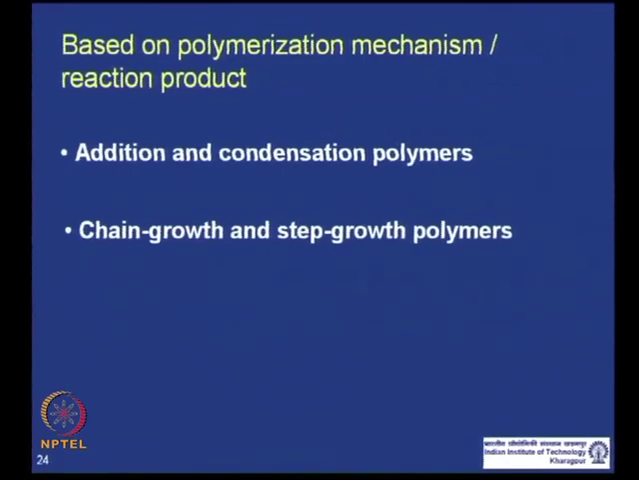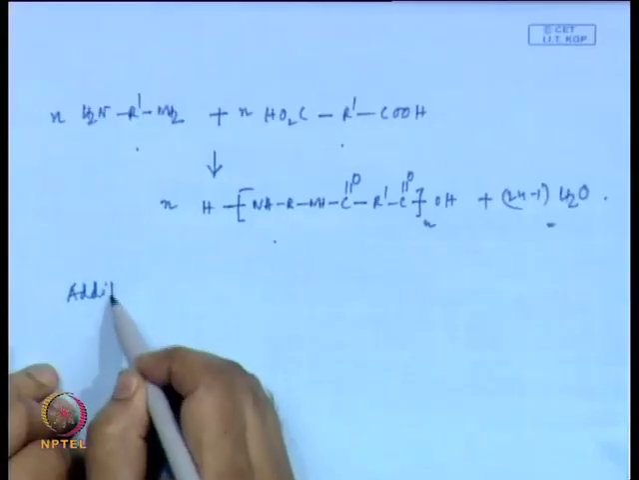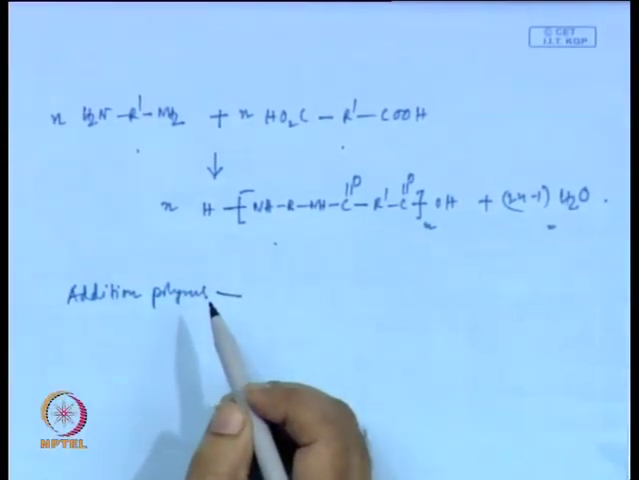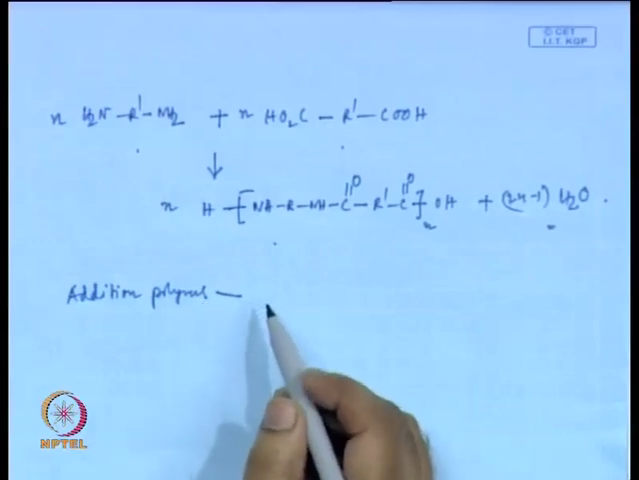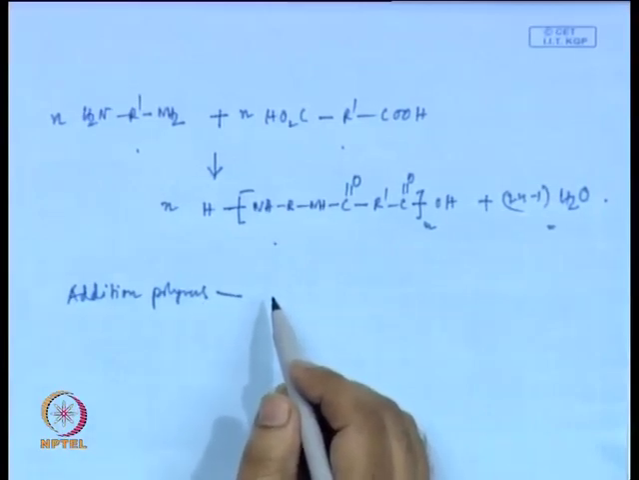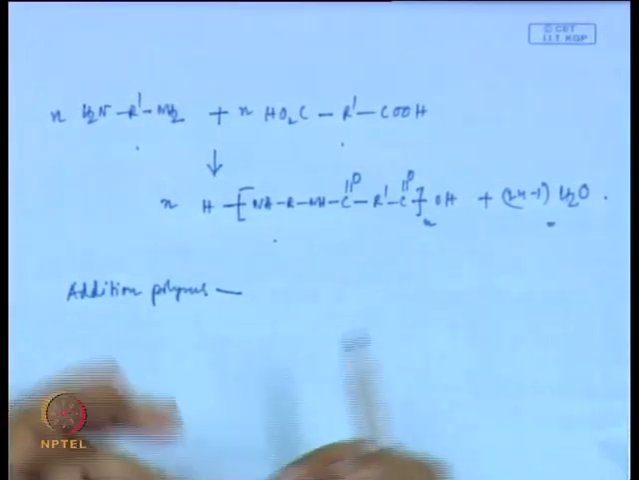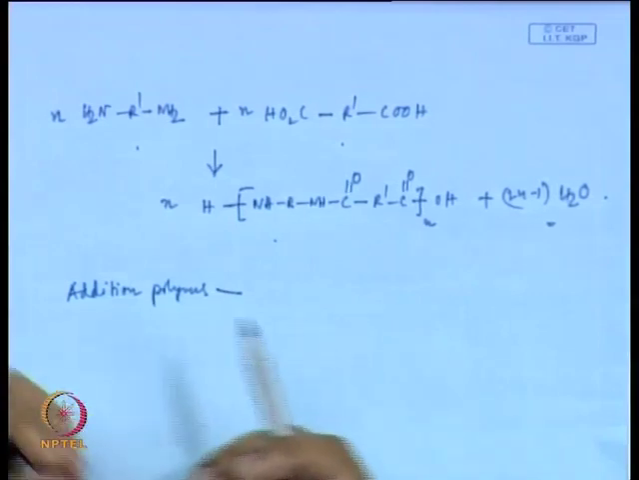Now, in addition polymers, they are defined as the polymers which are synthesized by addition reaction. Addition reaction means where monomers are just adding with each other and making polymers without elimination of small molecules.